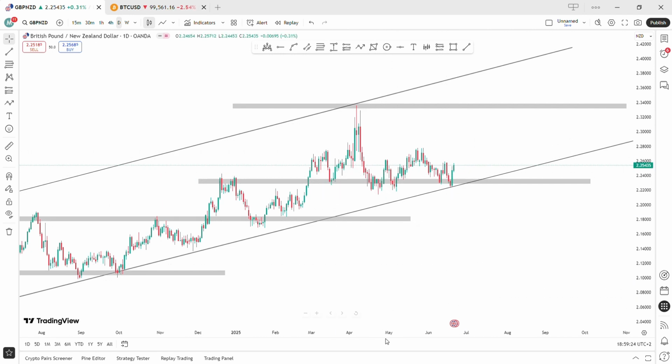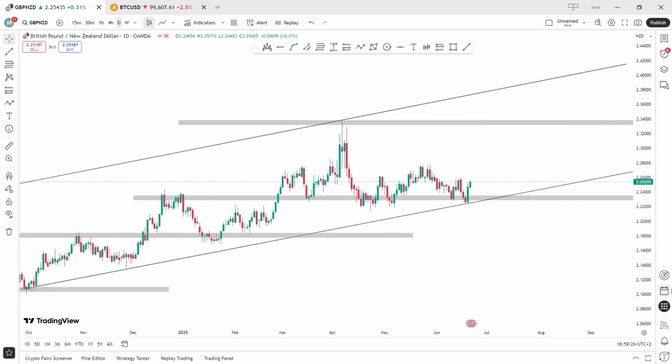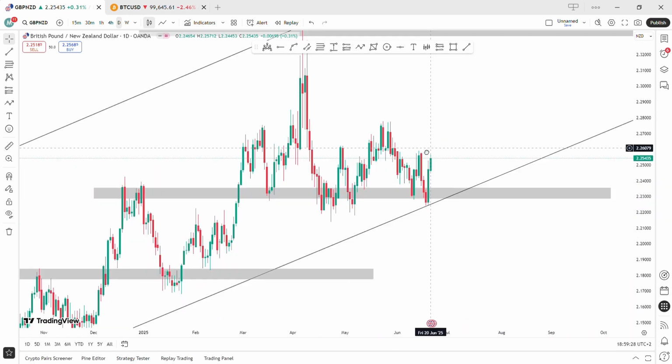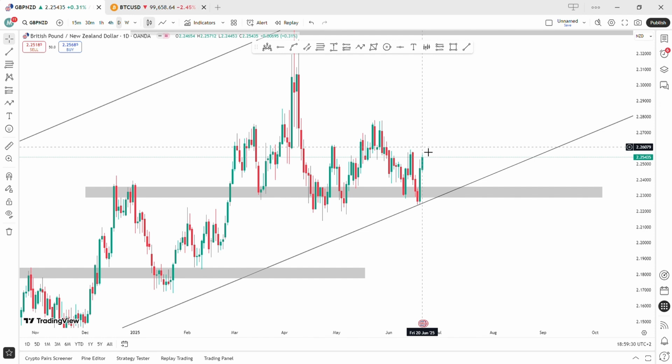So as you can see, GBPNZD did the breakout retest. Now it gave us a pullback. Now GBPNZD is at a support. We're now focusing on the way the market is. We have a zone, we have a support.